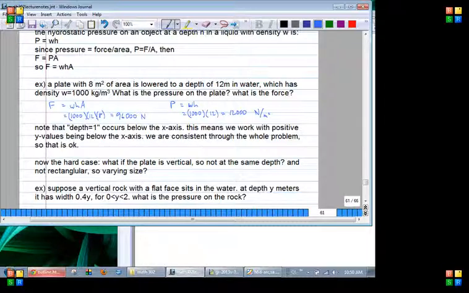So, suppose you have a vertical rock with a flat face, and it sits in the water. At a depth of y meters, it has the width 0.4y, for y going from 0 to 2. What is the pressure on the rock?